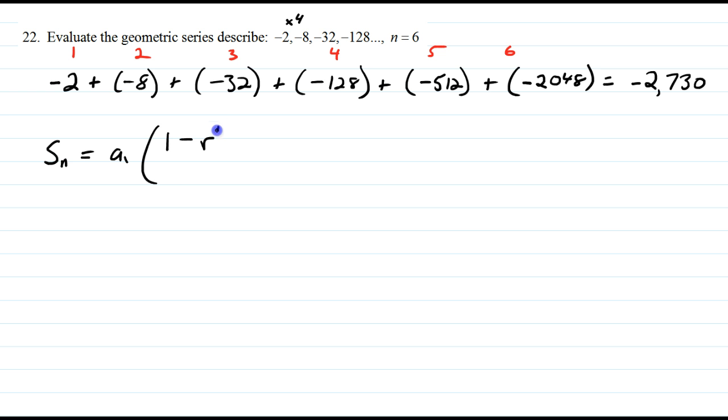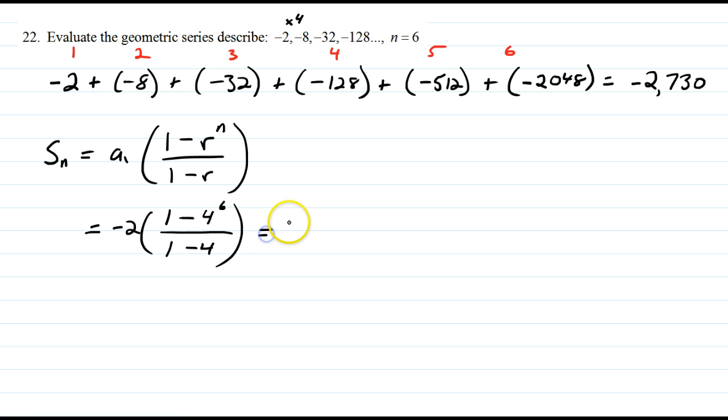Now if you wanted to use the formula to find the sum, it's just the first term times 1 minus r, the ratio, to the nth power, over 1 minus r. And so our first term here is -2. 1 minus our ratio, which is 4, so it would be 4, and we want the sixth term, so 4 to the 6, over 1 minus 4.